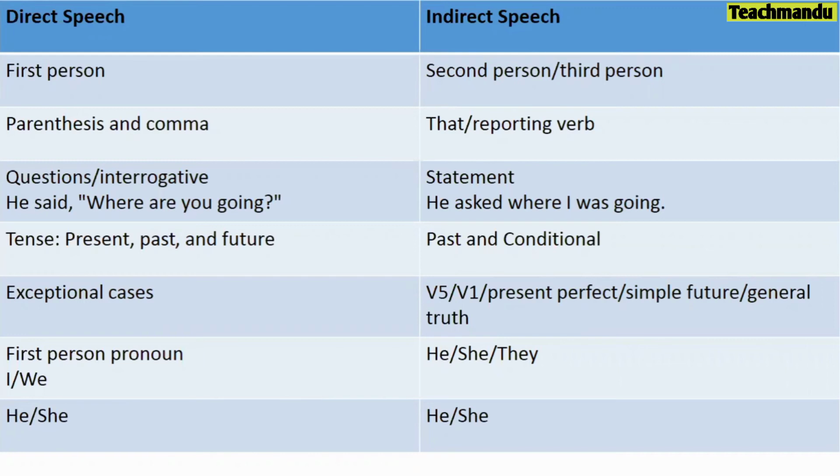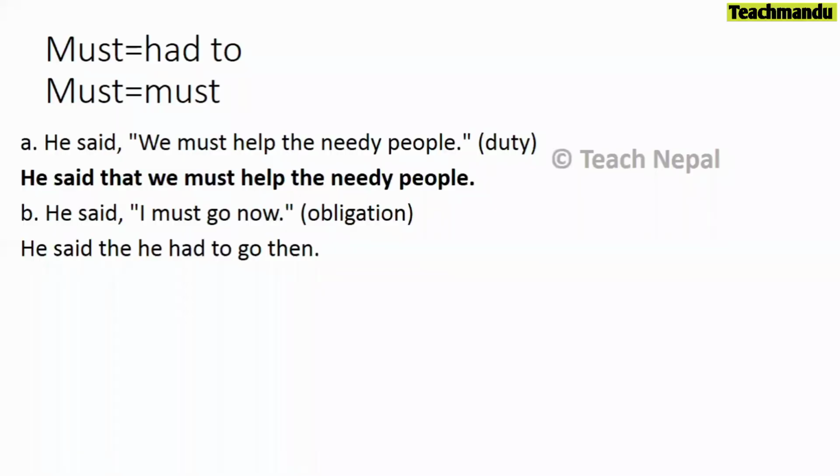So here, a quick sum-up of the differences between direct and indirect speech. You can go through these things. Now, must, had to. Must into must, I told you. Duty, that is had to, must remains.